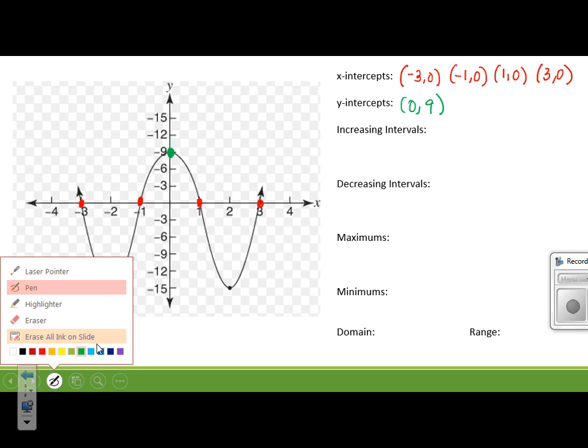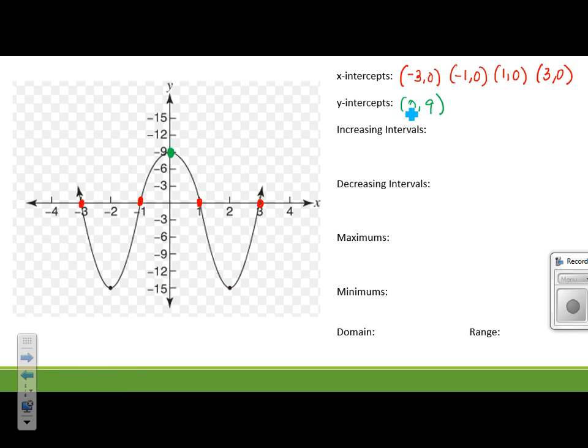All right. Now I'm going to talk about the increasing intervals. The increasing intervals are where the graph increases. So this is where the graph increases. We're only looking at x values. Okay, so what is the x value? If I come up here to the x value, it's increasing from -2 to the x value 0.